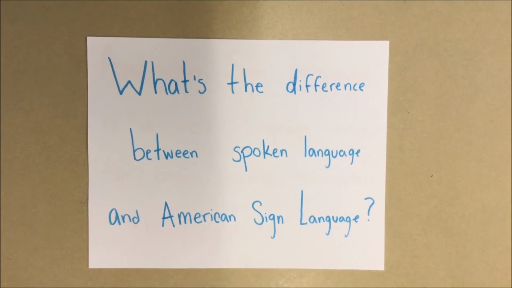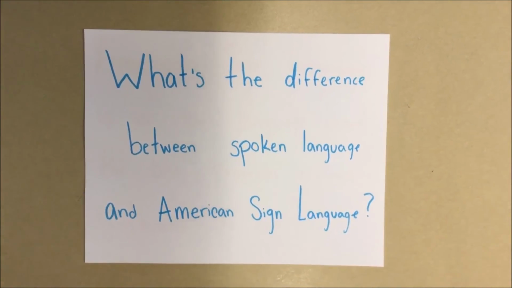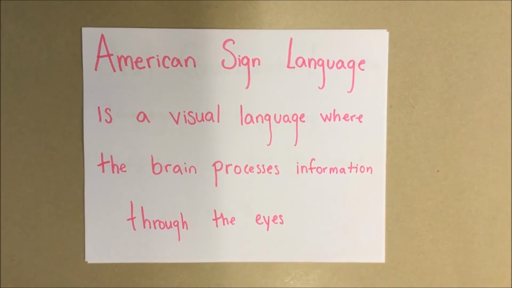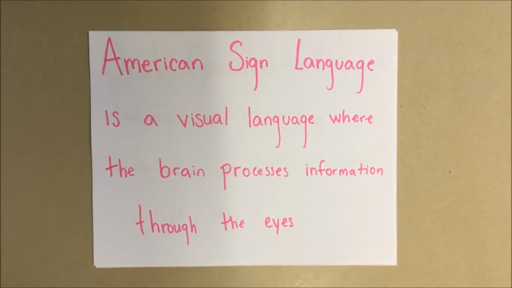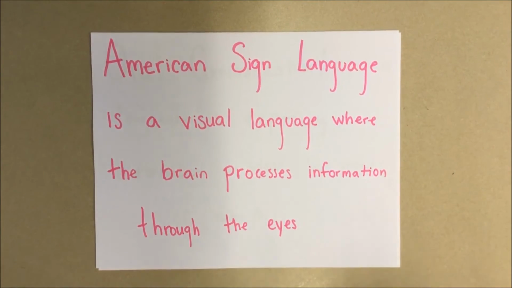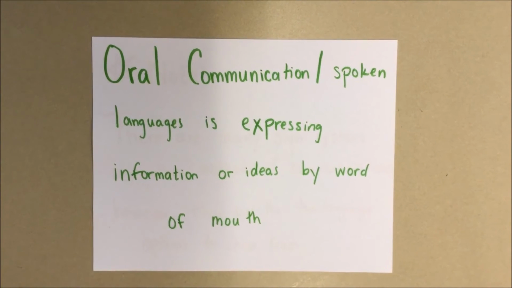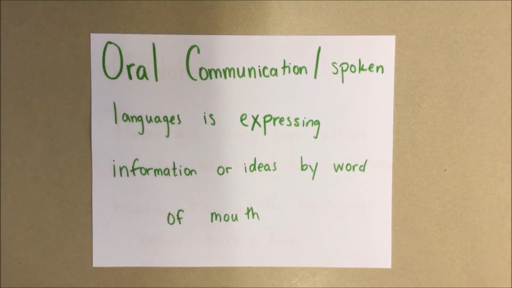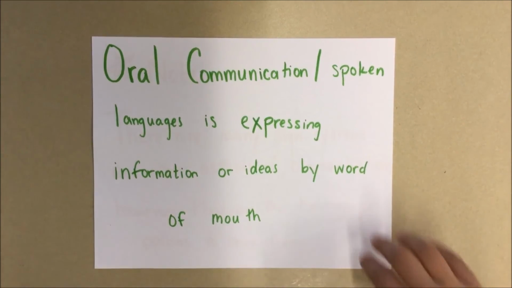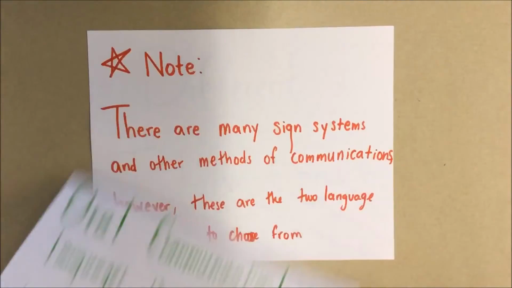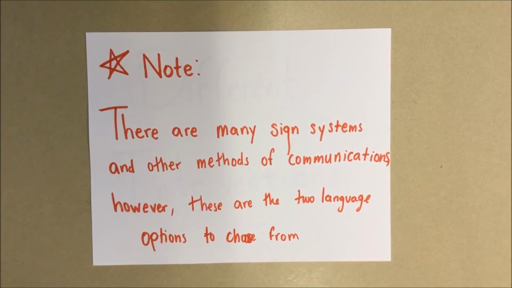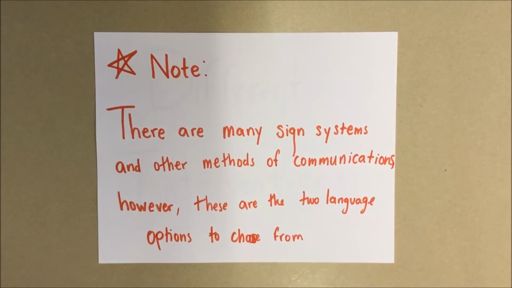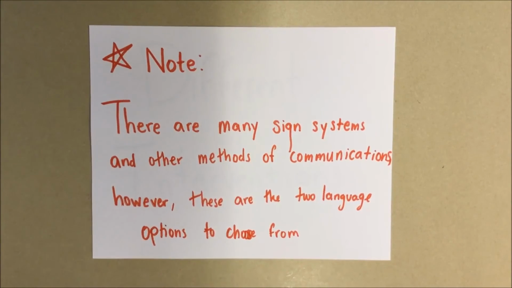What's the difference between spoken language and American Sign Language? American Sign Language is a visual language where the brain processes information through the eyes. Oral communication, spoken languages, is expressing information or ideas by word of mouth. Note, there are many sign systems and other methods of communication. However, these are two language options to choose from.